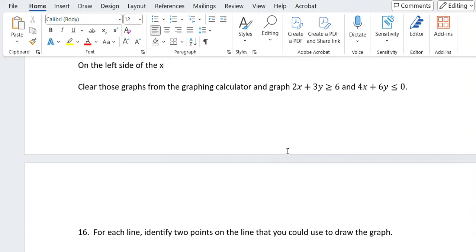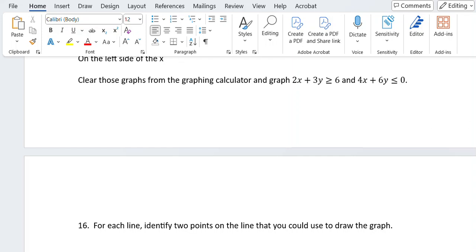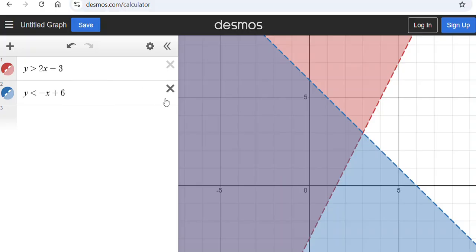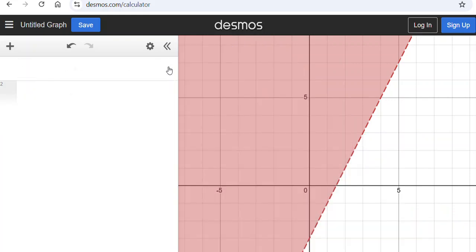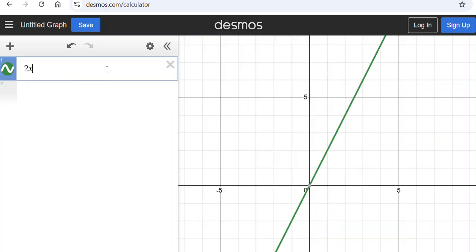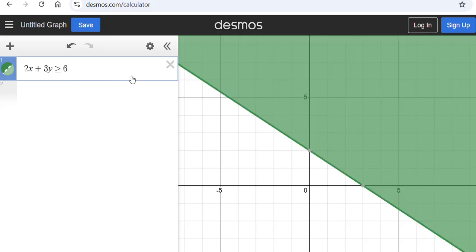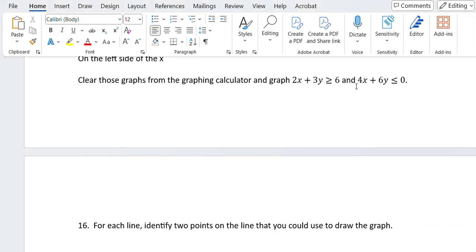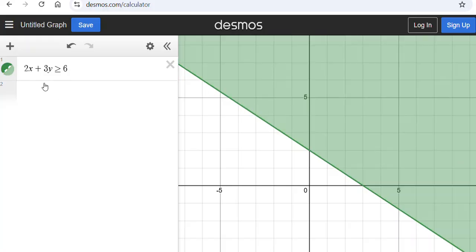Okay, one final example here. We have 2 more lines to graph. 2x plus 3y greater than or equal to 6. And the second equation is 4x plus 6y less than or equal to 0.